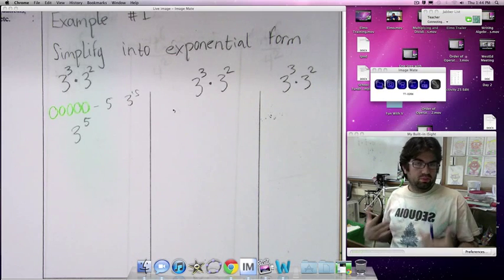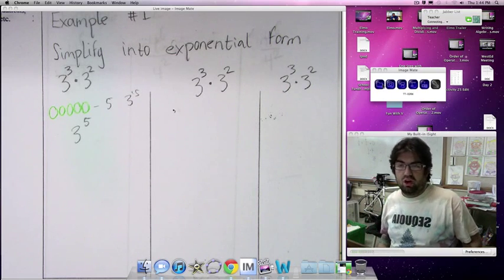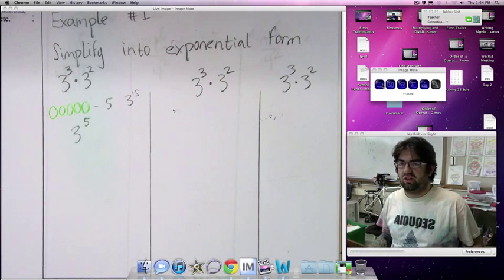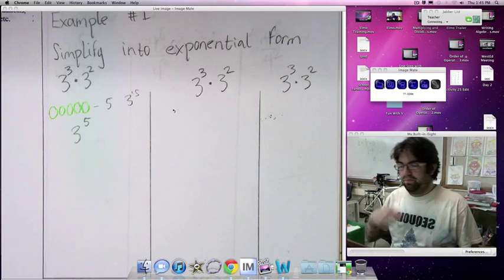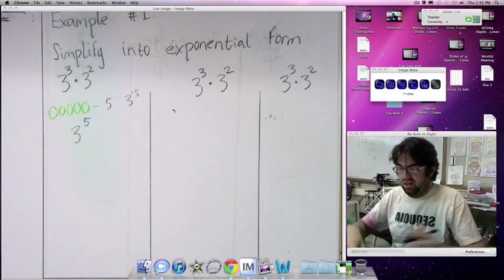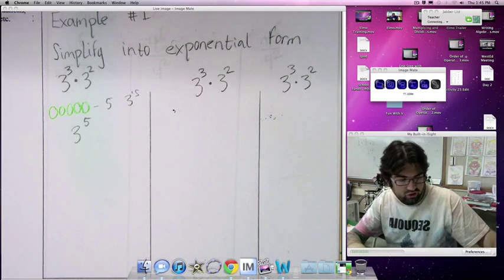So the first method, pretty easy, right? We just draw some shapes. The circles stand for a 3. Makes life pretty easy. Let's go on to the middle one. The middle one is actually me expanding them out completely in expanded notation. So the first thing I'm going to do is this.